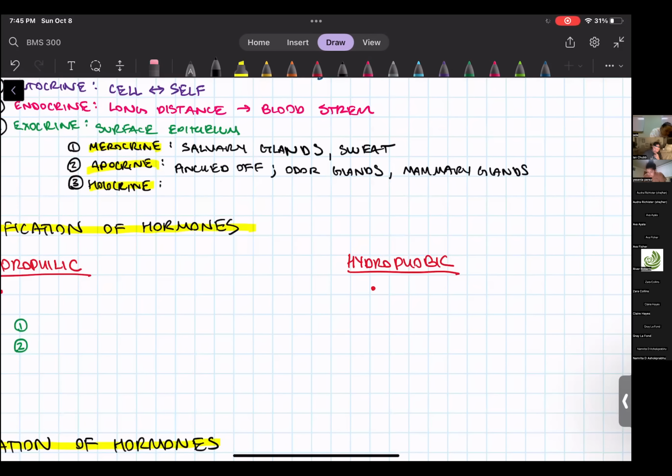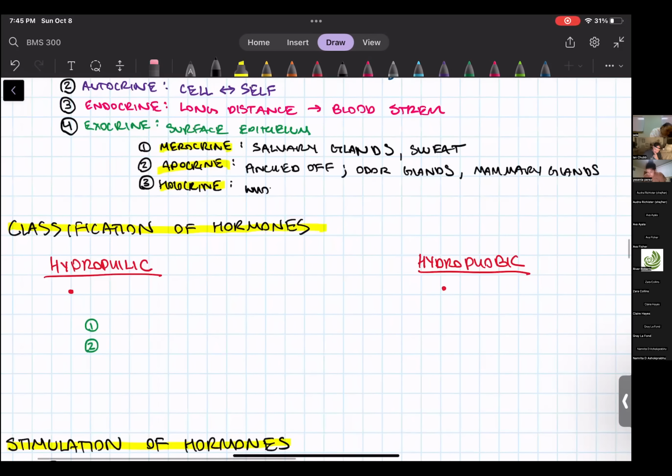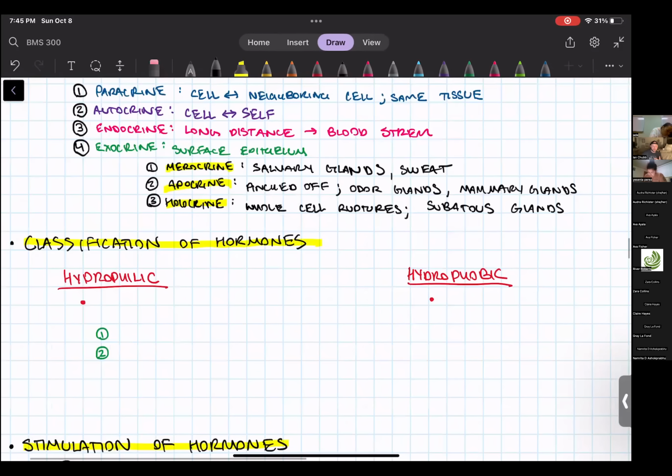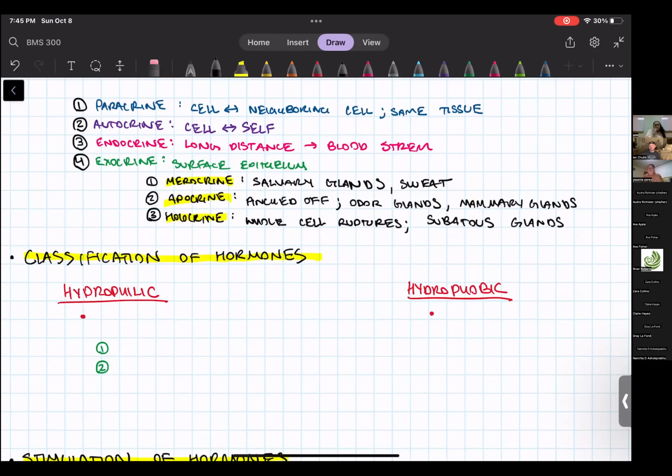And then the last one is the whole cell. Bursts, basically. Ruptures. This would be sebaceous. So oil glands. And really, I think it's just knowing these. So I wouldn't stress too much about how they work because we didn't talk about how they fully work besides saying that the whole cell ruptures. But just kind of knowing what falls under these categories is important.